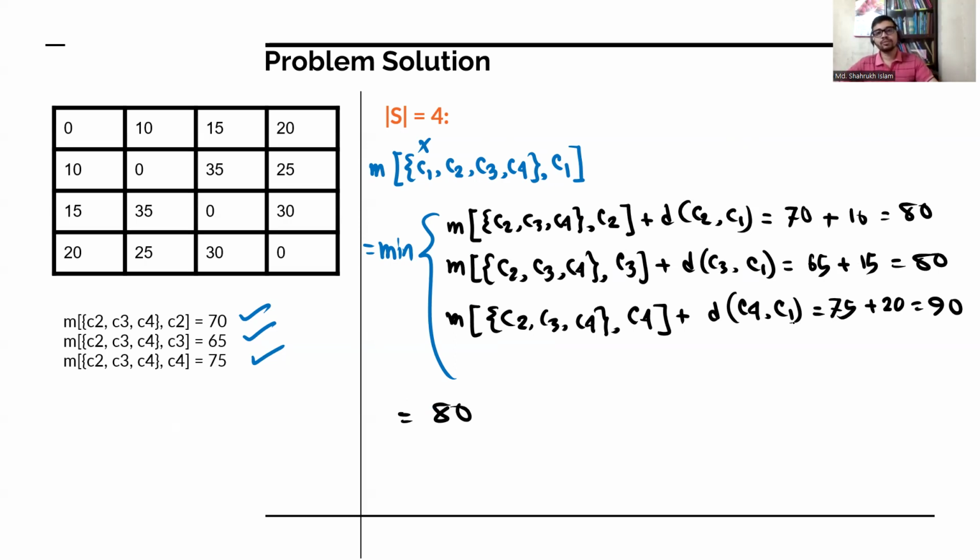So there are two ways: we can travel to city 3, then city 1, we will get 80, or we can travel city 2, then city 1, we will also get 80. Obviously, we have to visit city 3 and city 4 before that. So this is our optimal result of this traveling salesman problem.